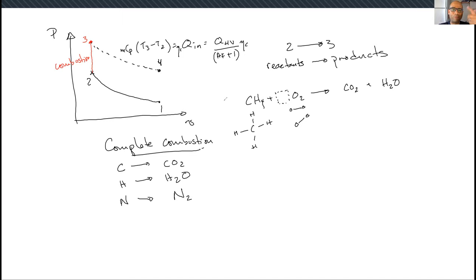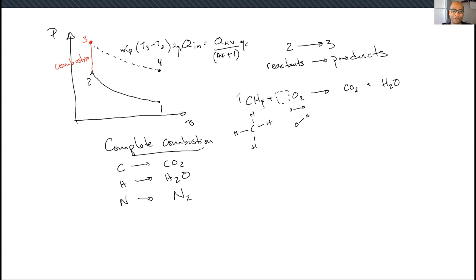So I could have one molecule of CH4, or one mole of CH4, which is 6.02 times 10 to the 23, a very, very large number of molecules, or I could have five molecules or five moles, it doesn't really matter. What matters is the ratio. So I have one free parameter in these equations all the time. And so by definition, we often pick the fuel to be one amount of CH4.